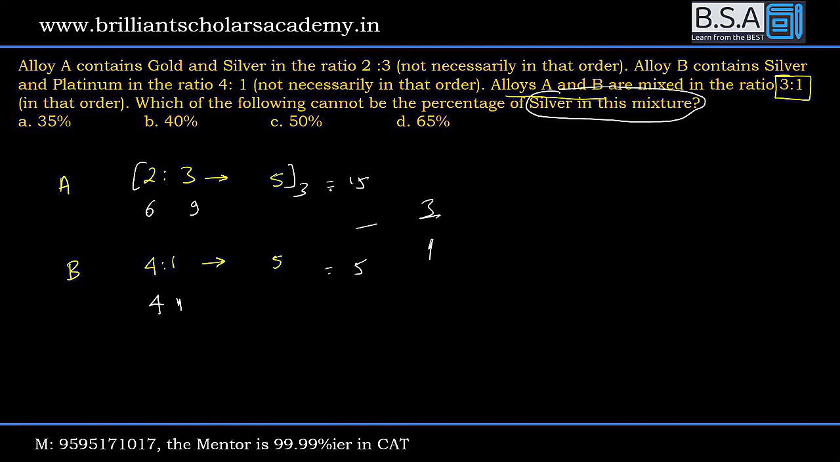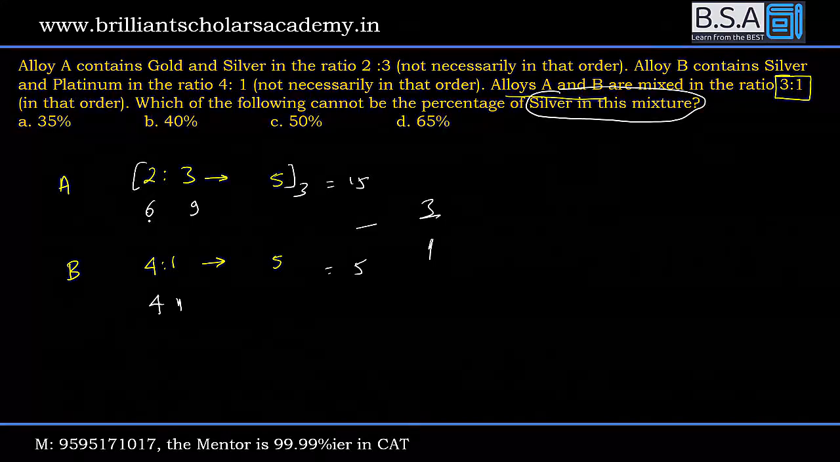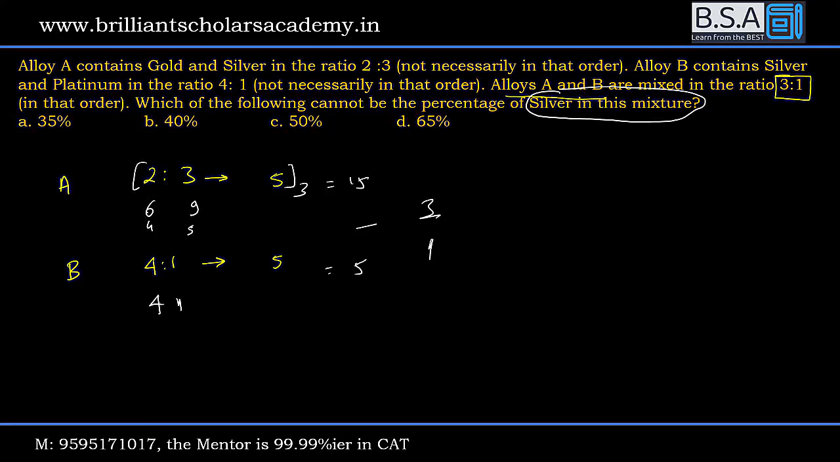So see, I'm creating cases. If this is gold and this is silver, second one में क्या है? Silver and platinum. आई कैन अज्यूम ये सिल्वर है और ये प्लैटिनम है. तो सिल्वर इज हाउ मच? 9. सिल्वर इज हाउ मच? 4. हाउ मच सिल्वर इज देयर? 9 plus 4, 13. टोटल वॉल्यूम कितना है? टोटल वॉल्यूम 15 plus 5, 20. तो व्हाट परसेंटेज सिल्वर कैन बी? सिल्वर कैन बी 65. कैन बी, मुझे कैन नॉट बी चाहिए.